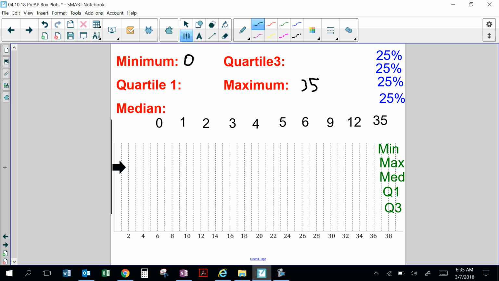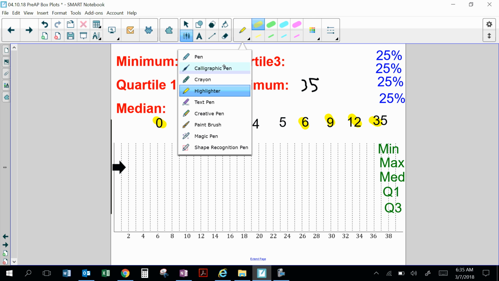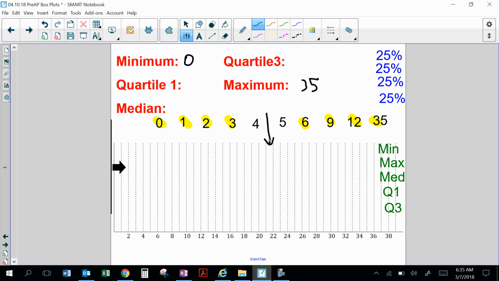Let's find the median first. Let me use my highlighter so I can figure out which number is in the middle. You can tell the numbers are already in order. What you're going to be doing in class is cutting them out, and then you will have to put them in order. So it goes right here. The median would be 4.5. That'll be quartile 2 also. So quartile 2, or the median, is 4.5.